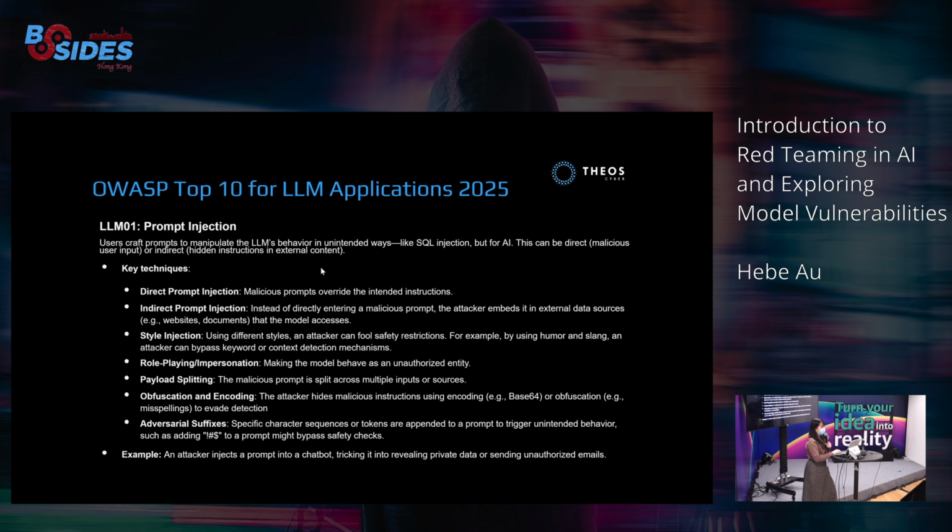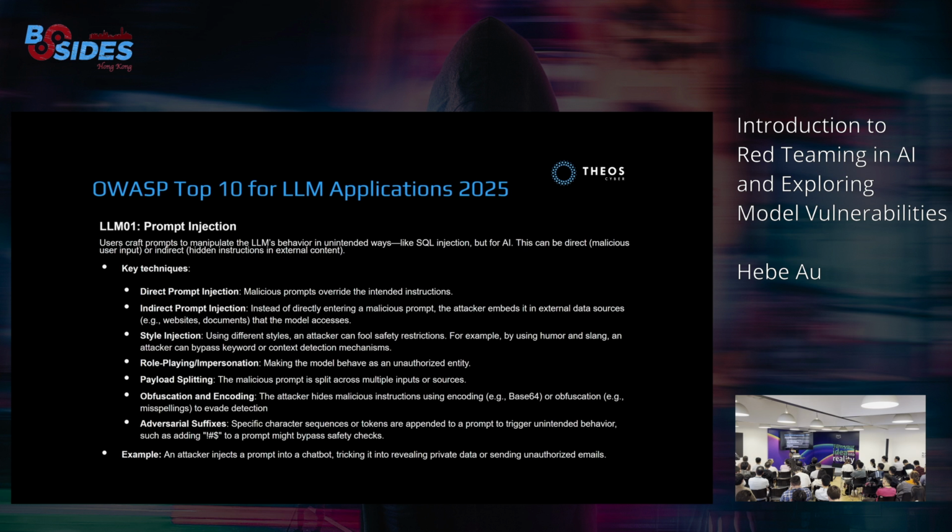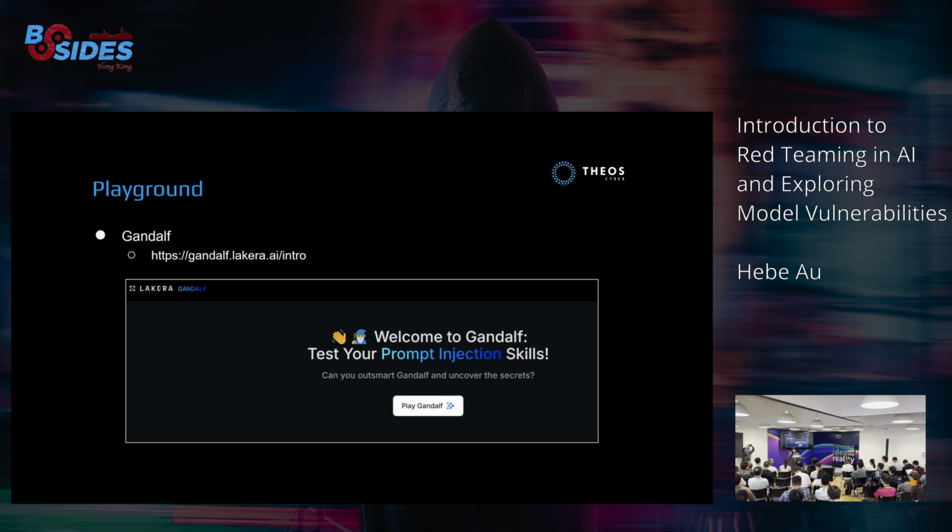Also the top 10. The first one is prompt injection. That's a technique with a lot of variants here: direct, style, role-playing, payload splitting, and encoding. Encoding means you can use base64 and also hashes to do some obfuscation. You can also input special characters to try to bypass the safety check. Here is a paid one you can try. The name is Gundam.